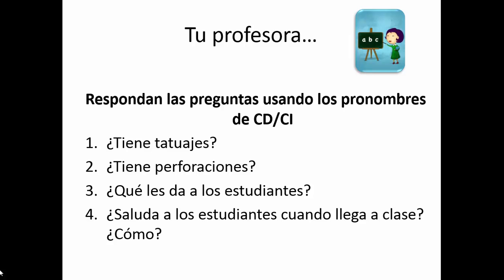So, for example, let me do number 1 with you to get you started. Number 1 says, ¿Tiene tatuajes? Does he or she have tattoos, or do you have tattoos? So you could say, yes, I have them, or no, I don't have them. So you could say something like, sí, los tengo, or no, no los tengo. You're using the direct object pronouns like you did in the previous segment. On number 3, it says, ¿Qué les da a los estudiantes? What did he or she give to them? She gave them the information, or something like that.